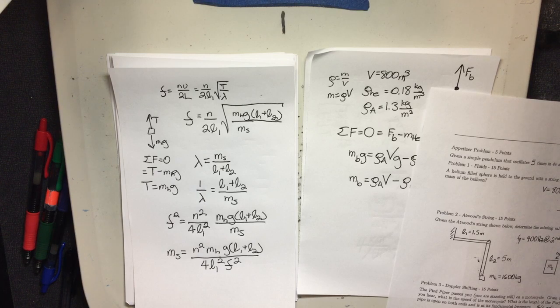Done what? nv over 2L. It's the square root of 2 over 1. That's the substitution. Okay, I'll include that on the sheet.